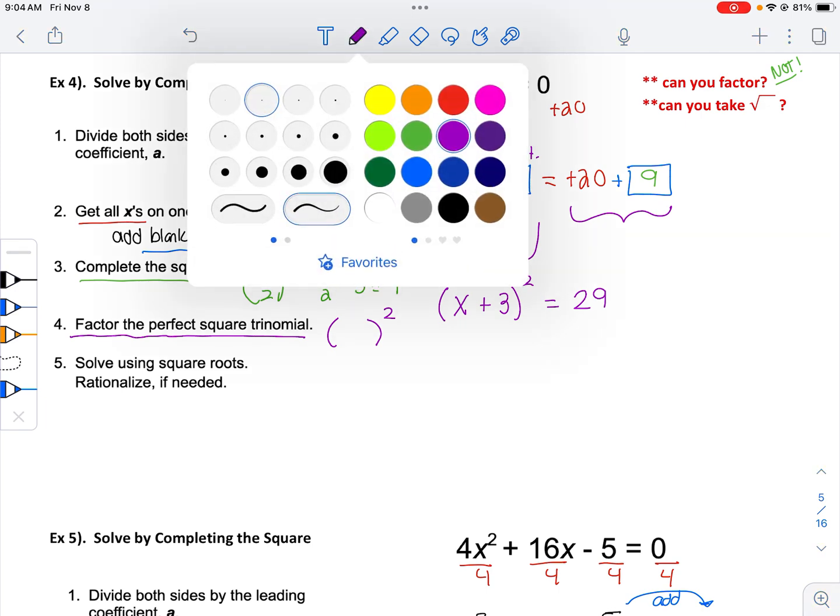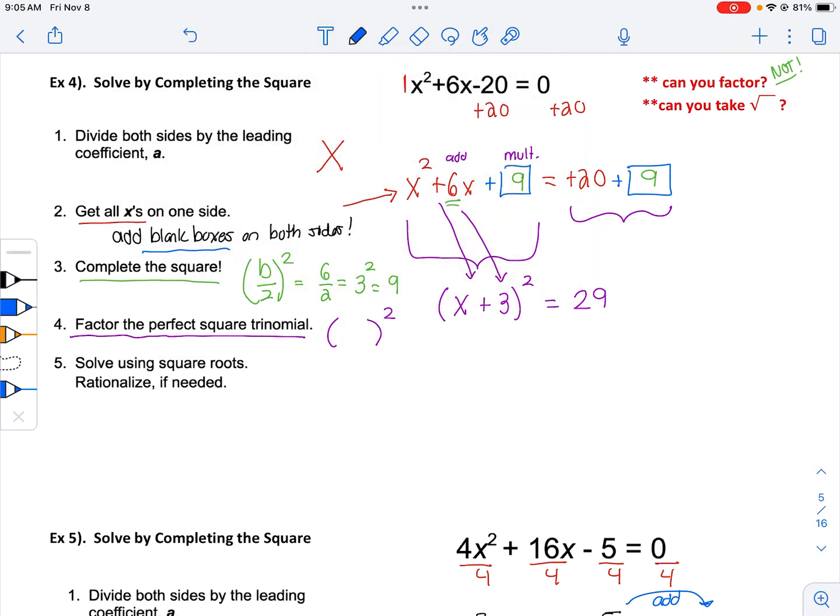Okay, at this point, the next step is to simply solve by taking square roots and rationalize if needed. So that goes back to the very first lesson. How do we solve by taking square roots? That means we're going to take the square root on each side. When we take the square root on the left, that leaves us with x plus 3. On the right, we need to remember when we take the square root to include a plus minus.